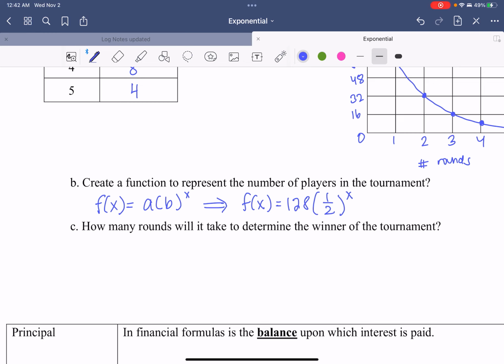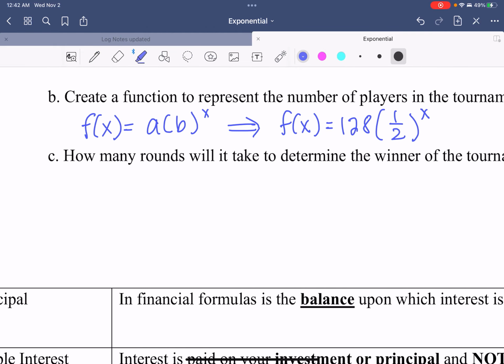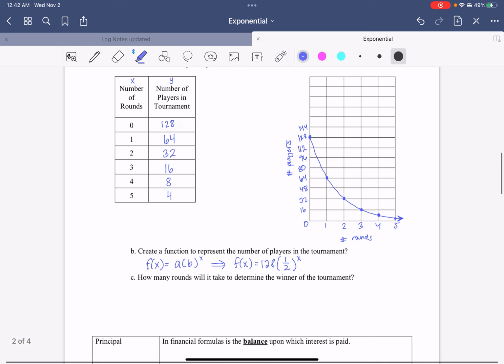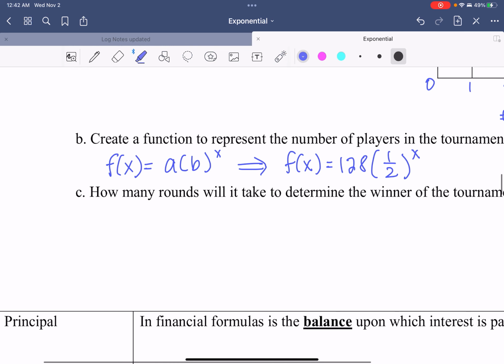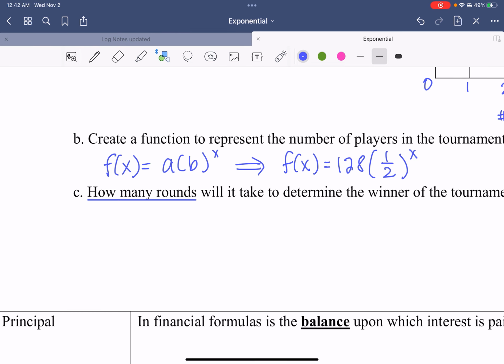Letter C says how many rounds will it take to determine the winner of the tournament. So when it says how many rounds, round is being represented by the variable x. Okay, so if they're asking how many rounds, they want us to solve for x. So that is the unknown variable. We don't know what x is.